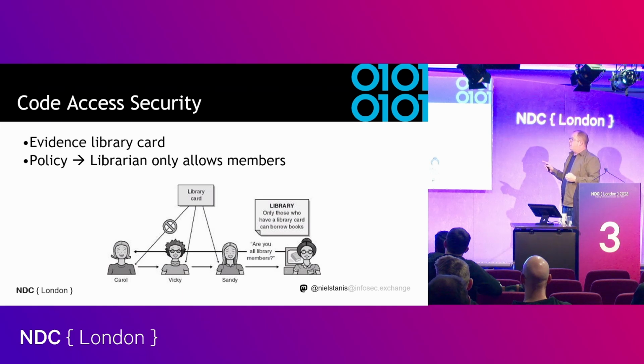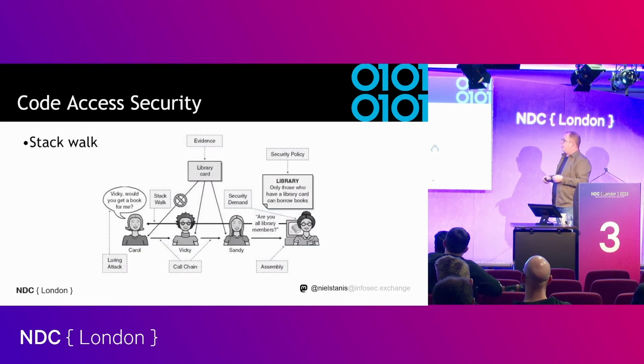So the librarian asks, hey, does everybody have a library card so you can lend this book? Are you all members? And then at the last part, the stack walk decides, hey, Carol doesn't have membership, so we cannot do this. We cannot enforce this. So the evidence will be the card itself, and the policy is the person that decides to lend you the book or not. And then the stack walk at the end would be the whole chain, somebody calling, right?